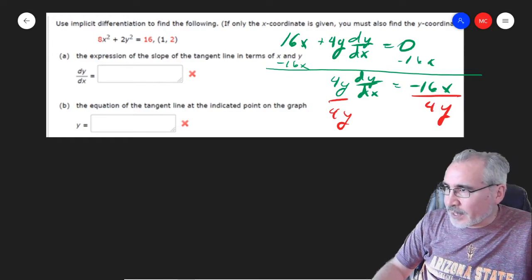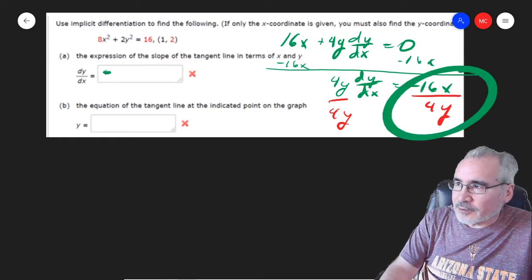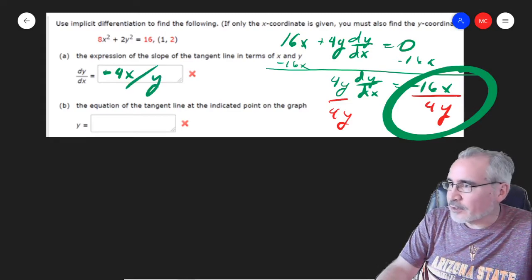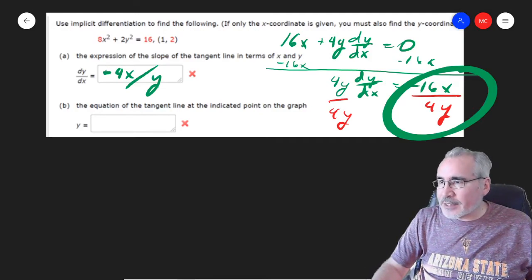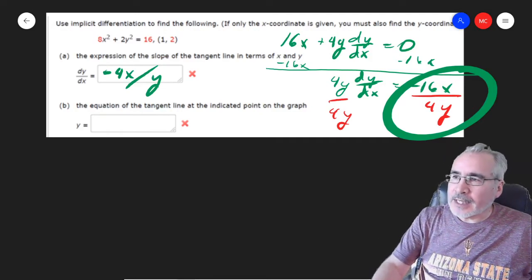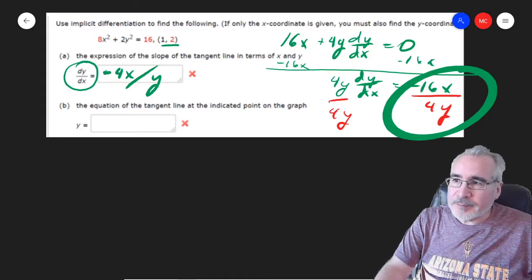So then our dy/dx is this equation here. It's minus 16 divided by 4, which is 4, so it's going to be minus 4x divided by y. We could just write it that way. Now, the equation of the tangent line: they gave us a point, x and y. We can get the slope from here. Remember, this is a derivative, which is slope.